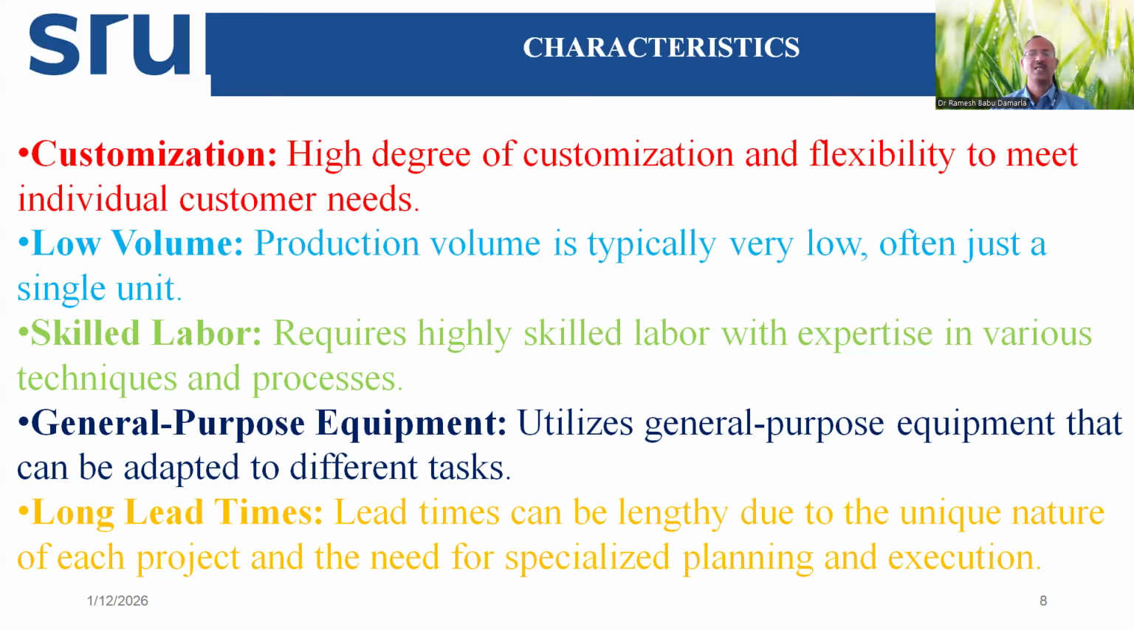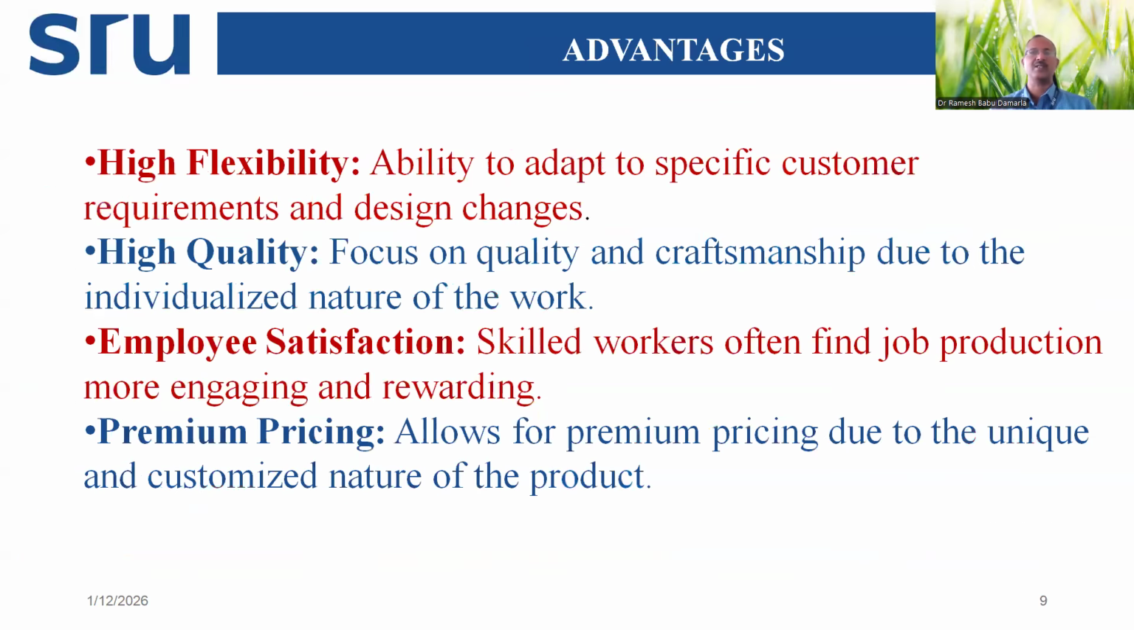Long lead times. Generally, after placing an order, we need to deliver to the customer. The difference between these two times is called lead time. So generally lead times are longer compared to batch production or mass production. Because in other production, the machinery arrangement and machinery operation time processes are standardized. Here it is not standardized because each customer requires a different product, and a different product will have different features. So quite naturally, specialized planning and execution is required for each project.